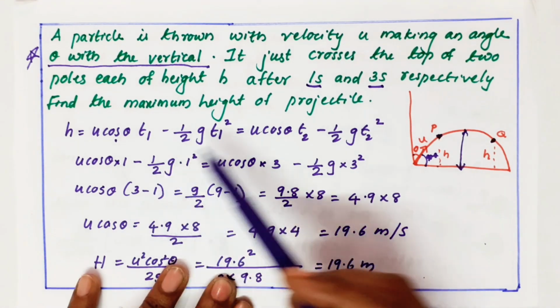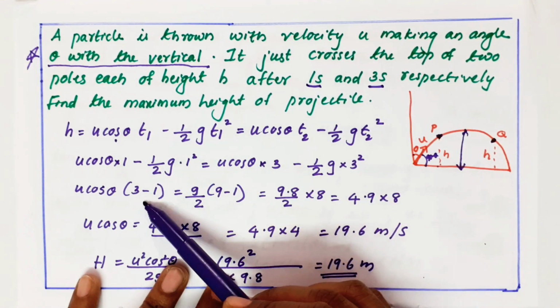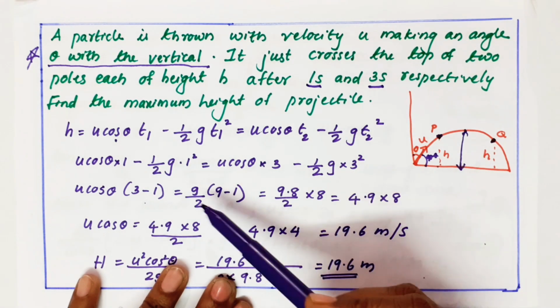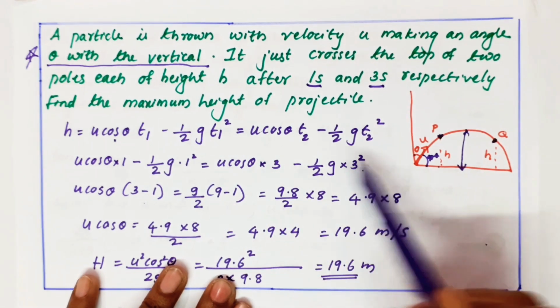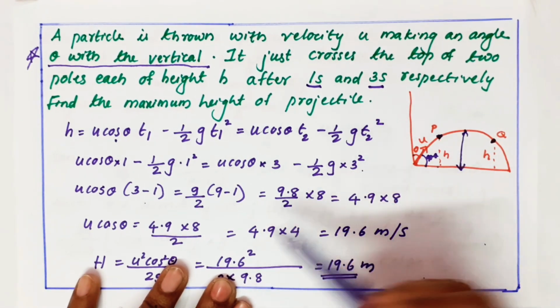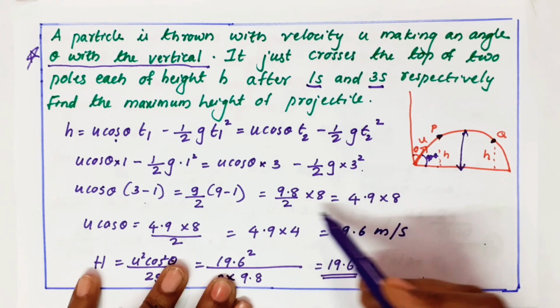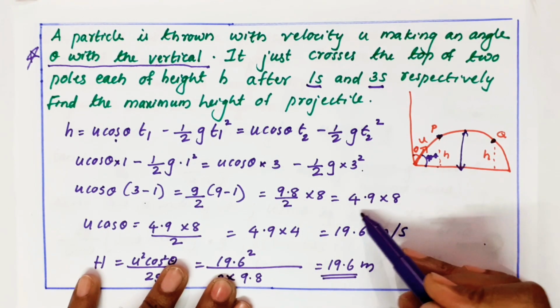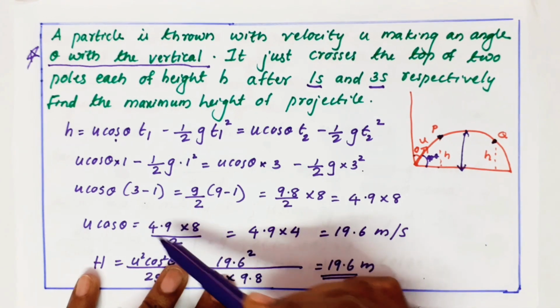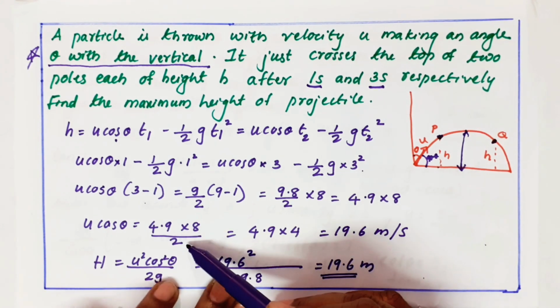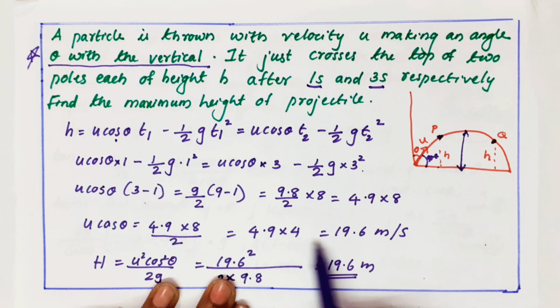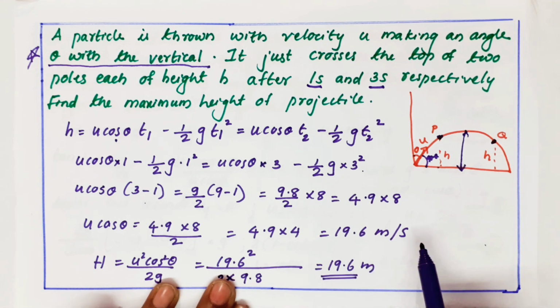Taking to the other side, u cos theta into 3 minus 1 equals g into 9 minus 1 by 2. Solving it, 9.8 by 2 into 8, we get 4.9 into 8. That is, u cos theta is 4.9 into 8 by 2, so we get 19.6 meters per second.